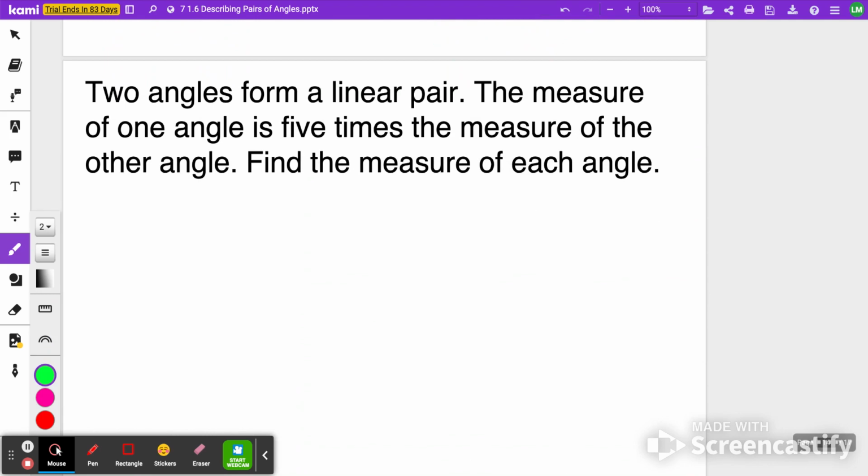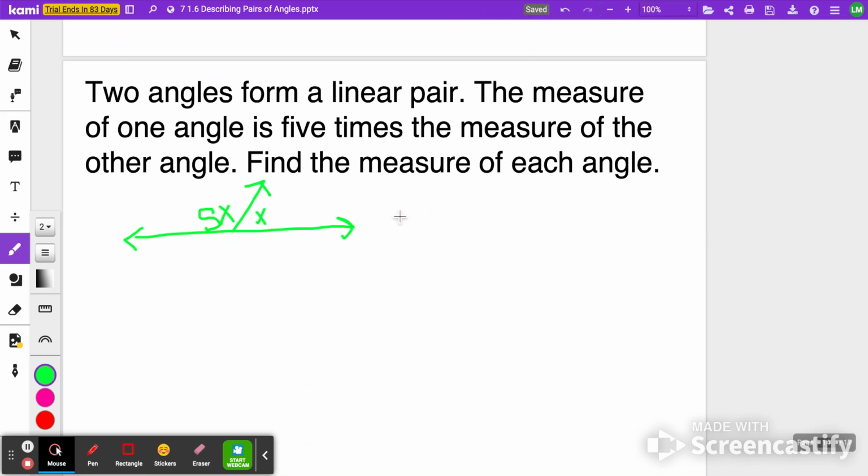This one we're going to try to sketch something and then determine. It says two angles form a linear pair. Okay, cool. So let's draw a straight line and go off to the side maybe here. The measure of one angle is 5 times the measure of the other angle. So 5 times would mean 5 times a mystery number x, where the other one is just x. Find the measure of each angle.